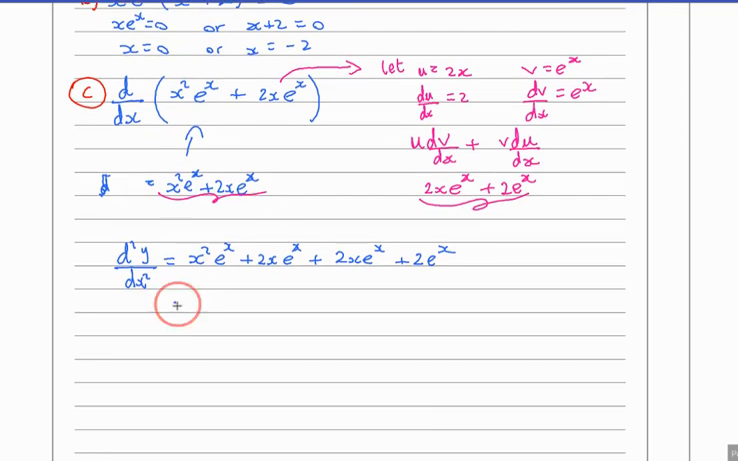Okay, and now we can simplify this to x squared e to the x plus, we've got 2x e to the x plus another 2x e to the x, so that's 4x e to the x plus 2 e to the x.